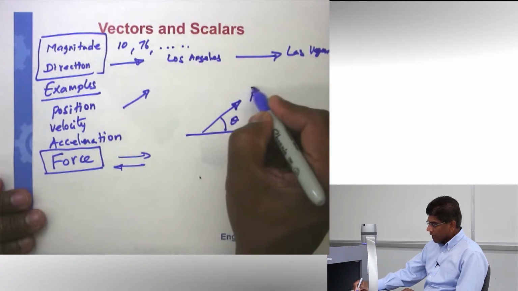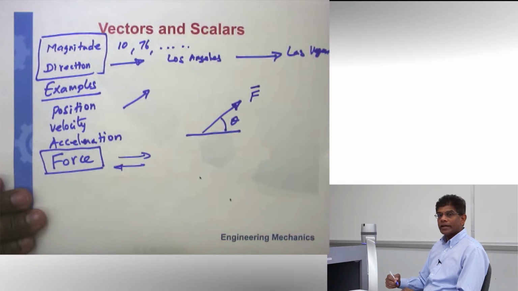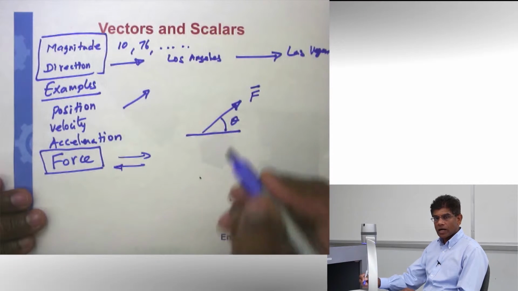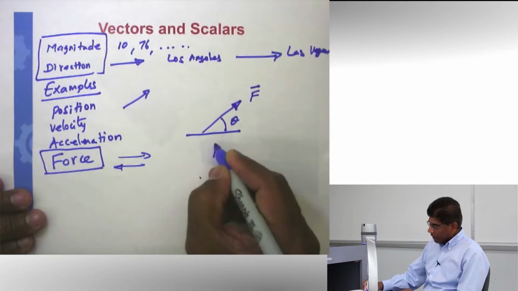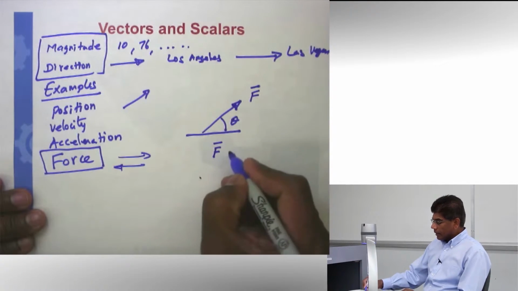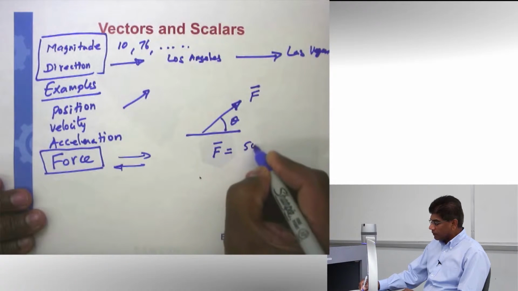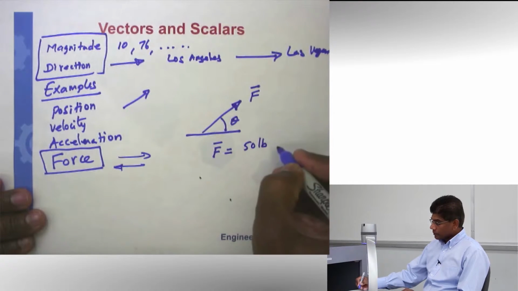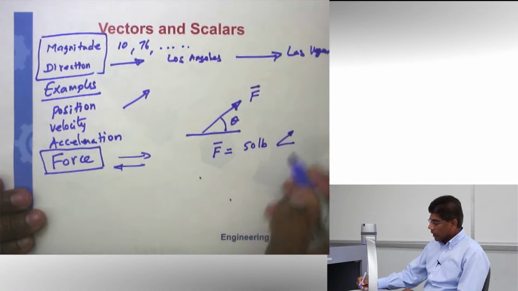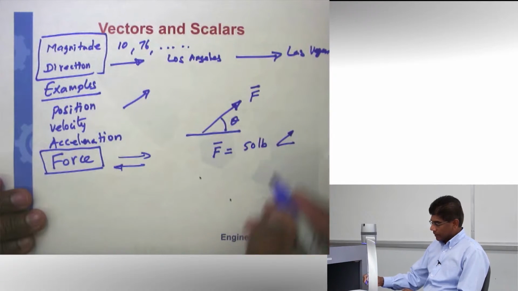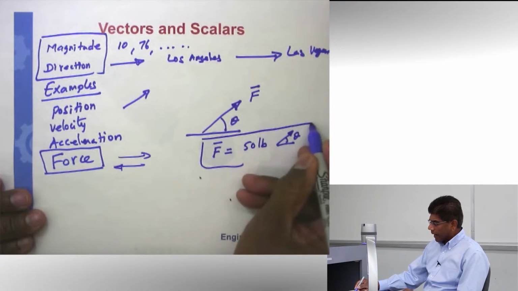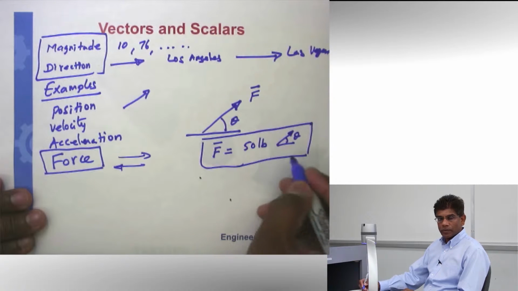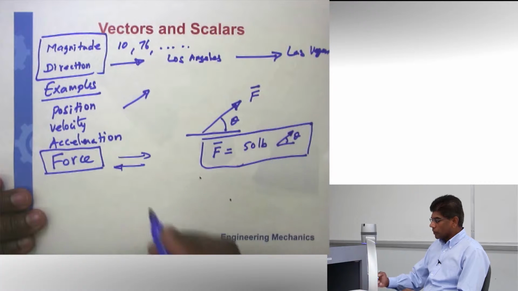I'm going to put a little dash on top of it. In books, you may find a bold letter for vector indicating it is not just an F, it is vector F. So vector F can be written like this. And it may be equal to, for example, 50 pounds magnitude, making certain angle from the horizontal, in this case theta. Now, typically in engineering, we measure the angle from the x-axis, from the horizontal. So this is a conventional way of providing the vector's magnitude and direction.